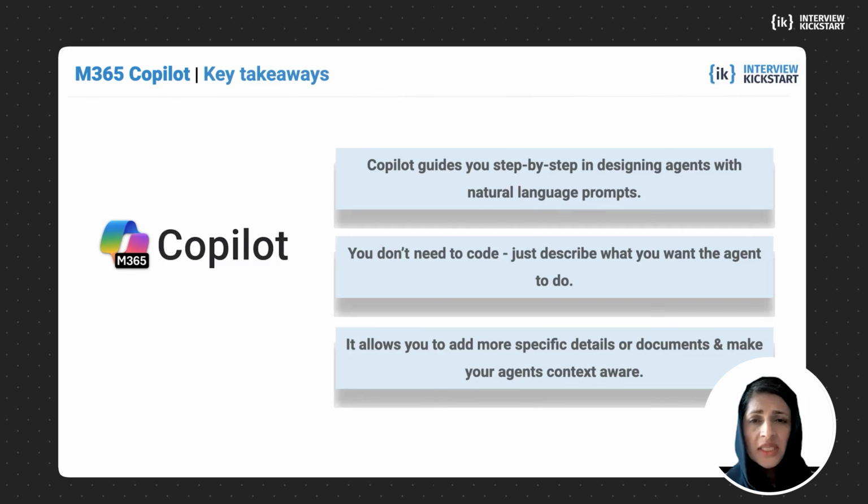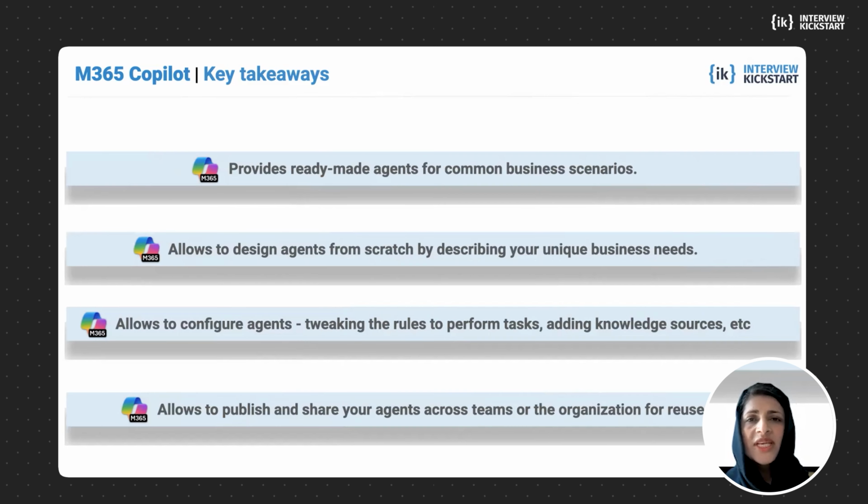You can add specific details, you can add documents, you can make your agent really context aware. You can give all your knowledge sources, documents, and access to your agent, so it can be very specific to your needs. These features make M365 Copilot very accessible to everyone, regardless of their technical background. A few more takeaways on this last slide. Microsoft 365 Copilot provides you with ready-made, pre-built agents for your common business scenarios, so you don't have to start from scratch. You can design agents from scratch if you want to for your unique needs.